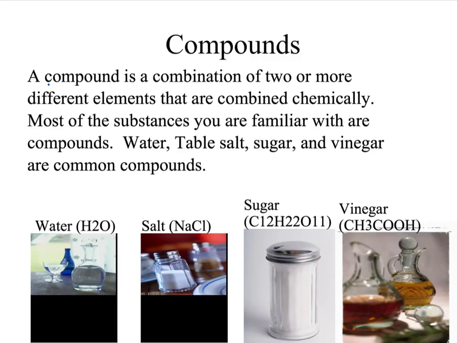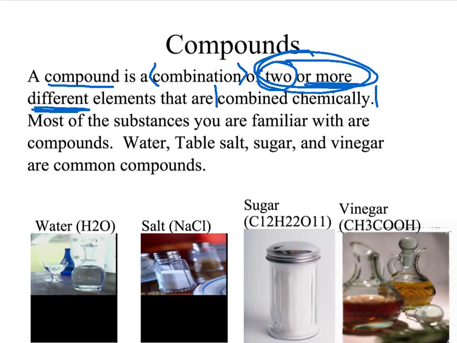Okay, a compound is going to be any combination of two or more different elements that are combined chemically. Now it's important that we realize that it's two or more different elements that are combined chemically.